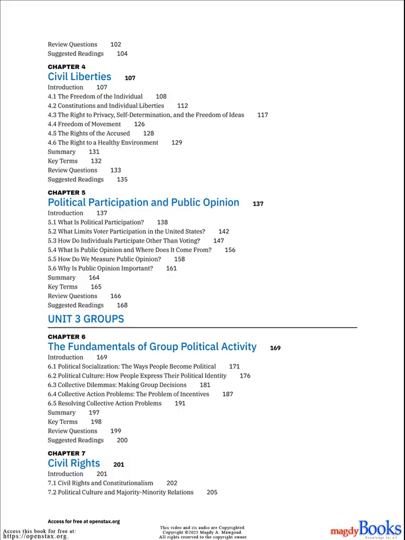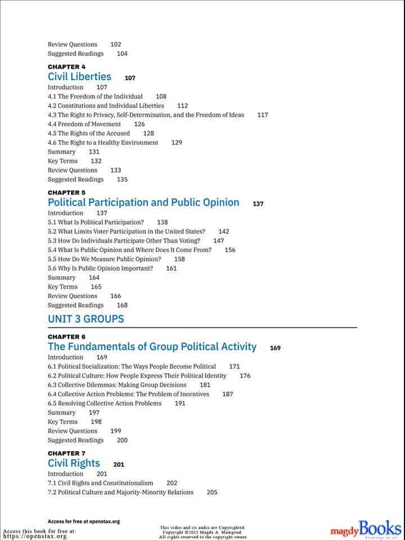Unit 3, Groups. Chapter 6, The Fundamentals of Group Political Activity. Introduction. 6.1, Political Socialization, The Ways People Become Political. 6.2, Political Culture, How People Express Their Political Identity. 6.3, Collective Dilemmas, Making Group Decisions. 6.4, Collective Action Problems, The Problem of Incentives. 6.5, Resolving Collective Action Problems. Summary, Key Terms, Review Questions, Suggested Readings.